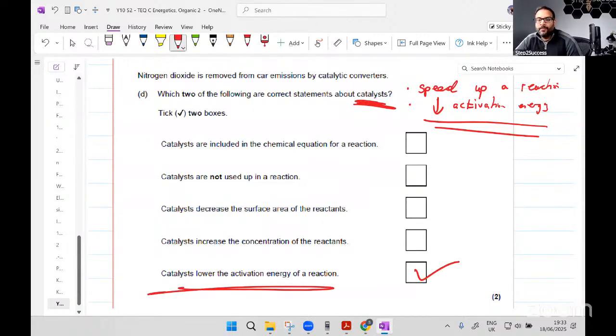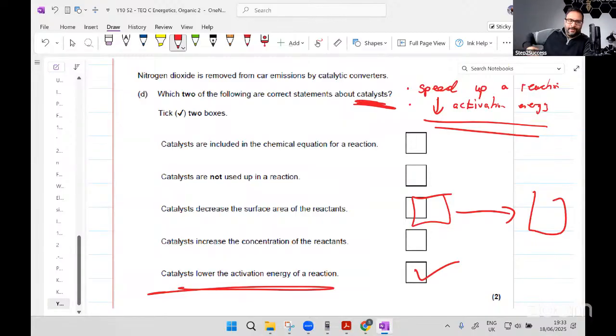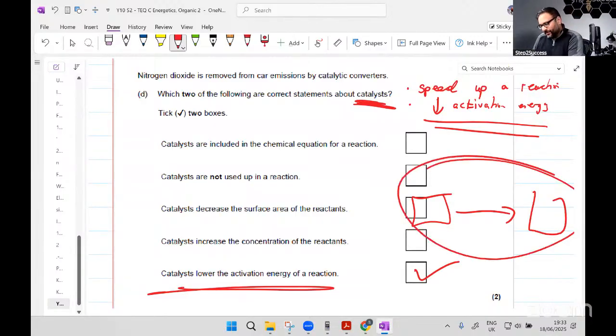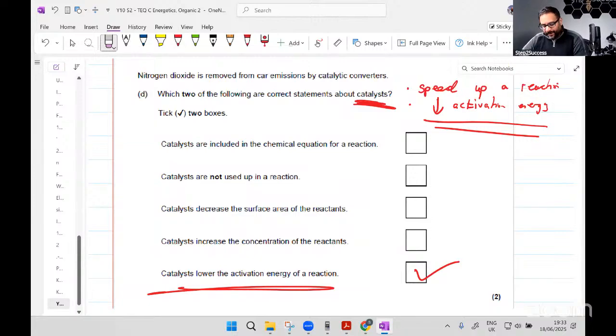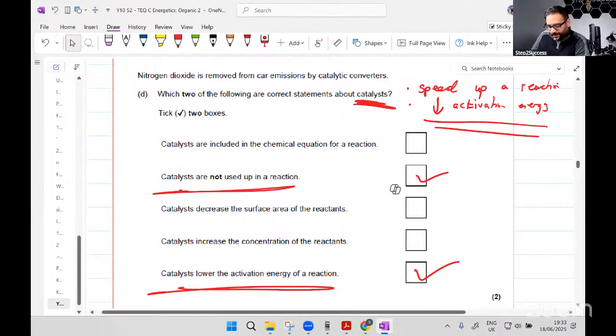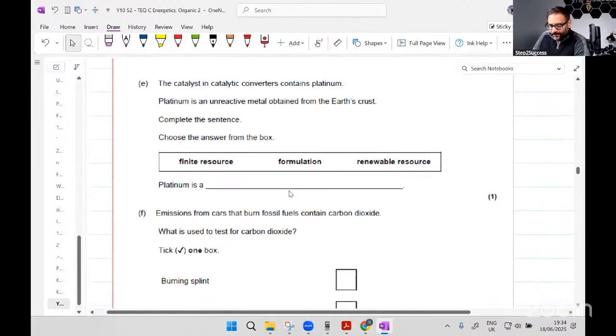The other thing to know about a catalyst is that it doesn't get involved in the chemical reaction. It doesn't get used up in the reaction. You don't see it in the equation. A catalyst is kind of, think of it as just hidden in the background. It's just doing its thing in the background. It's not actually in the sort of things that we write in the reaction. So not used up in the reaction is the other answer. Otherwise, it doesn't do anything else.